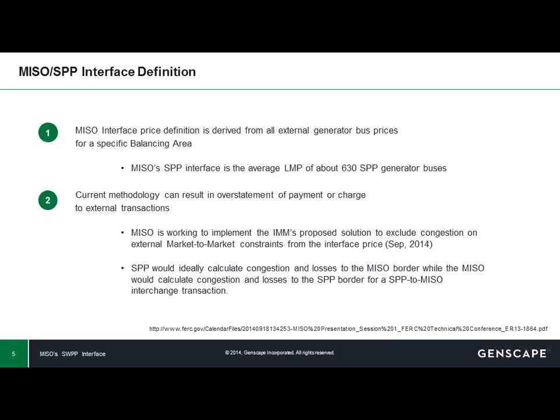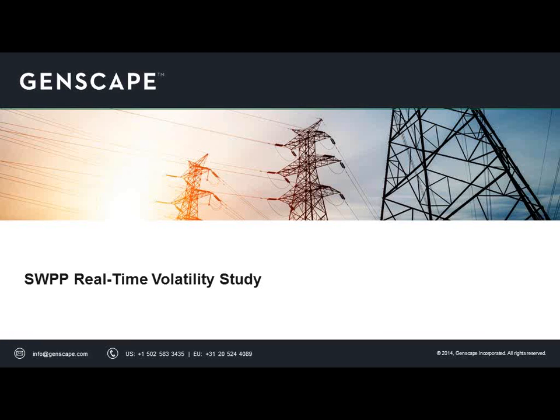Here we included a table for the Swpp interface nodes, interface hubs, load zones, and gen nodes. And also we included a map for the SPP. Now we're going to talk about the second section, which is the Swpp real-time volatility study.